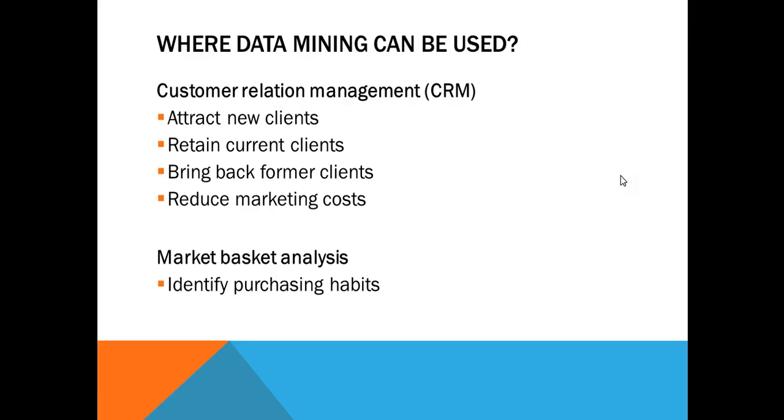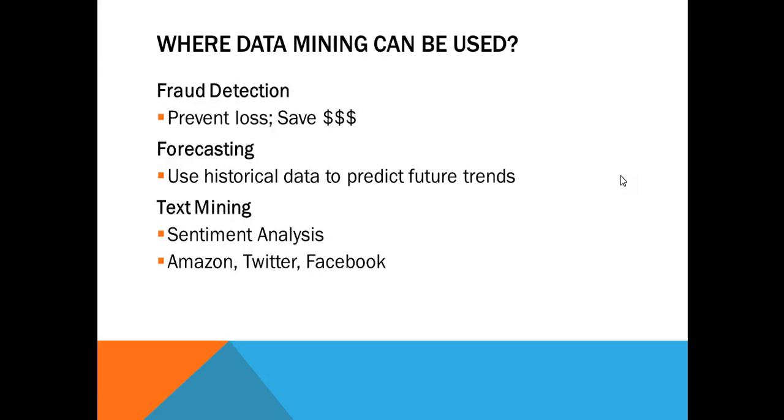That way you filter out the people who mostly are not going to respond, and that way you cut your cost tremendously. And also you can do market basket analysis. You can identify purchasing habits. Let's say that you're on Amazon, you buy something and they tell you what you might buy next. They offer you at that time, and that way they increase the sales volume. We can do fraud detection. A lot of credit card companies use that to find out which purchase is a fraud and which one is not. And also you can do forecasting. You can use historical data to predict future trends. Also, you can do text mining, which is sentiment analysis. Amazon, Twitter, and Facebook use that a lot.